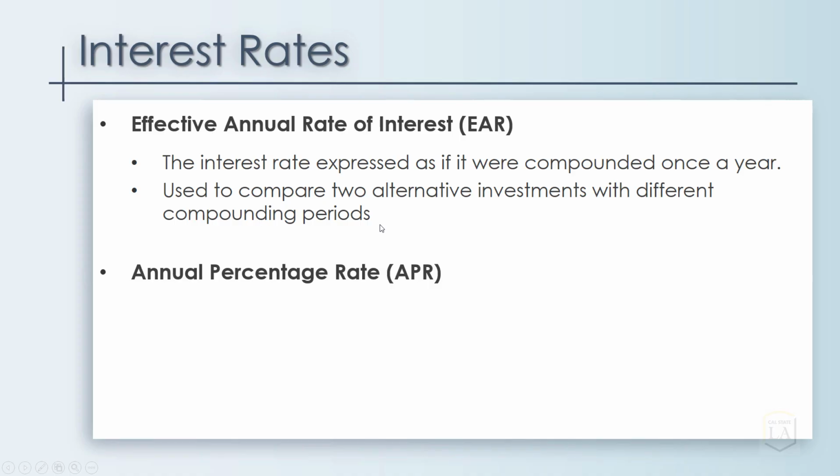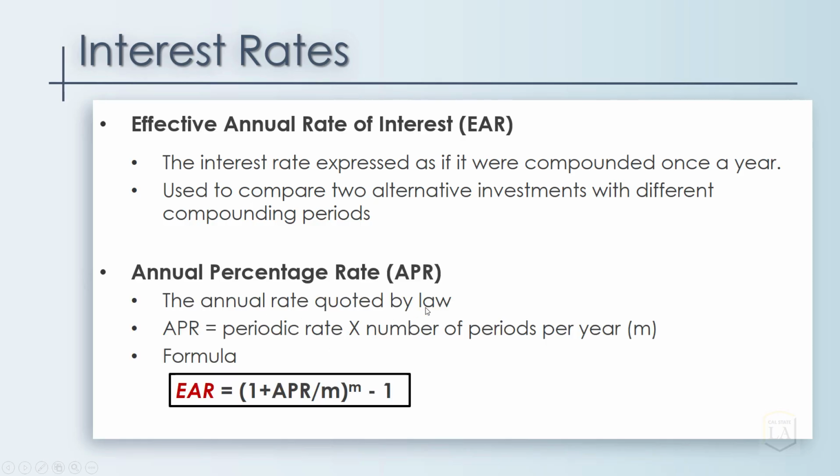In a sense, we would like to have a standardized return, which is why we need an effective annual rate of return. Annual percentage rate of return, on the other hand, would be the annual rate quoted by law, or whatever periodic rate. For example, if every month you're given 1%, you just multiply that by the number of periods, or number of frequencies. Then that will be APR. It is most likely what is presented on a contract or a statement, which is like a normative return, that is the annual percentage rate of return.